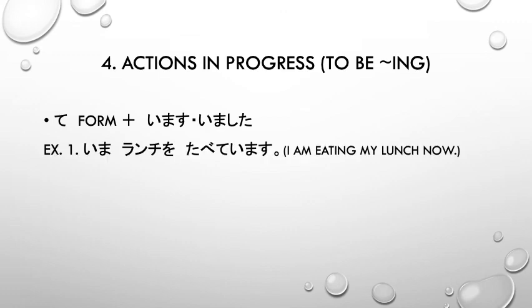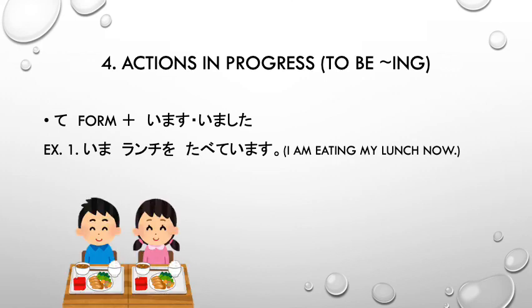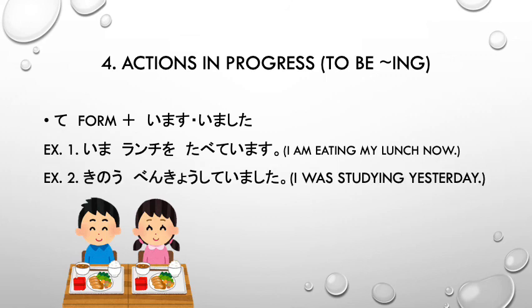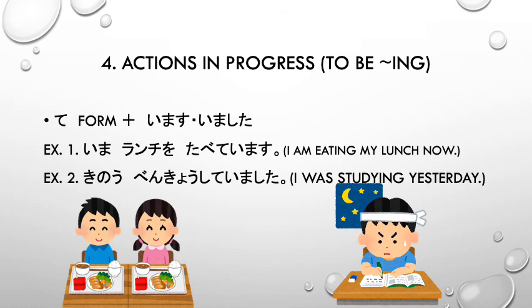Example 1. 今ランチを食べています. I am eating my lunch now. ランチを食べて comes from 食べます. That's the te form of 食べます. Second example is 昨日勉強していました. So this is a past action. I was studying yesterday. 勉強します is the masu form, to study. 勉強して is its te form. Okay. So this is it.